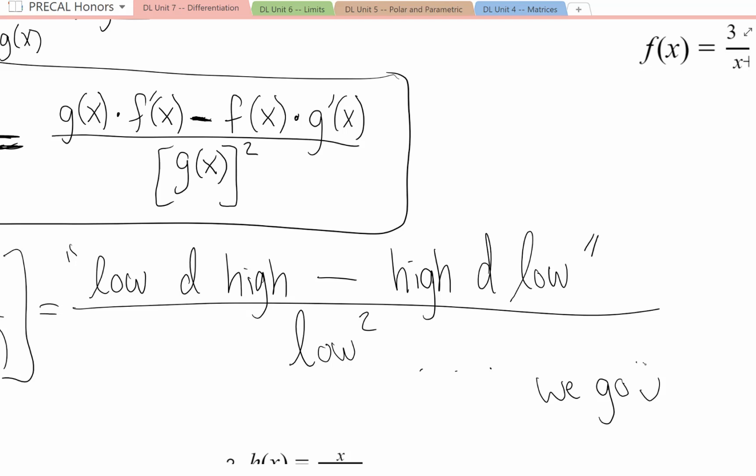Low d high minus high d low over low squared, we go. Low d high minus high d low over low squared, we go.